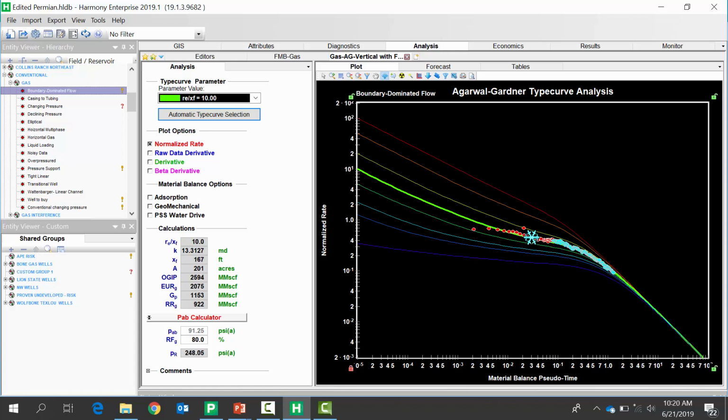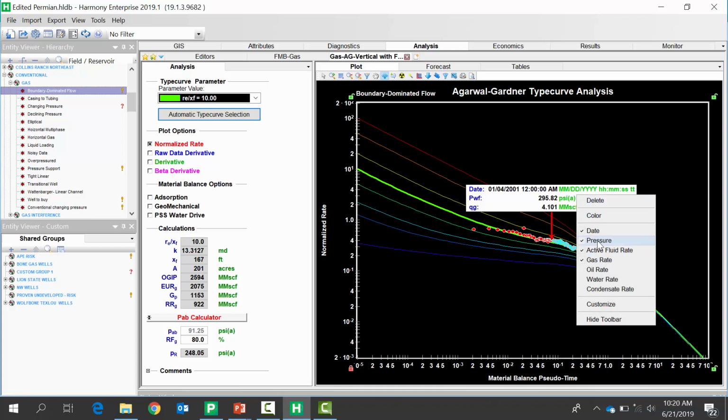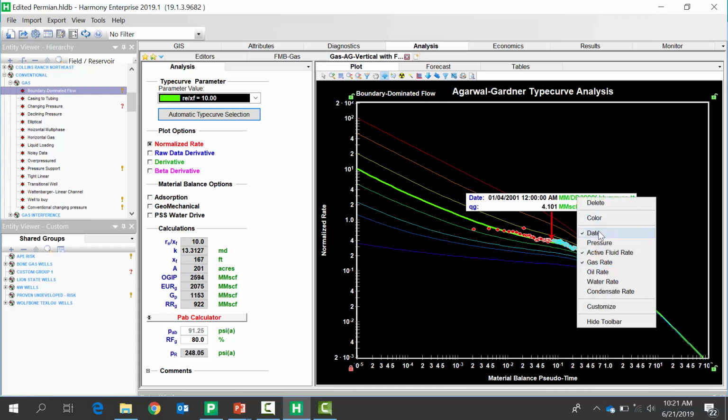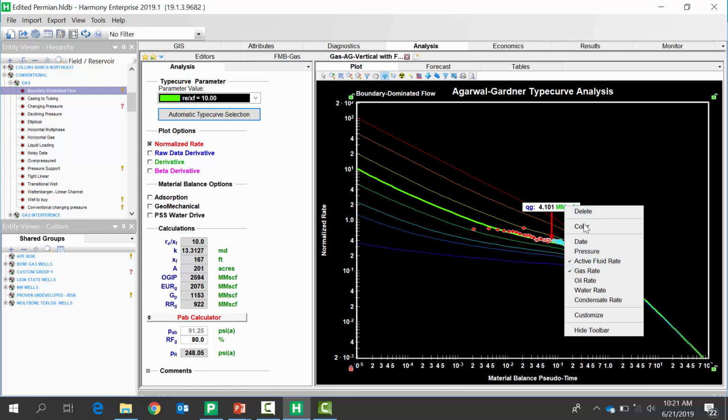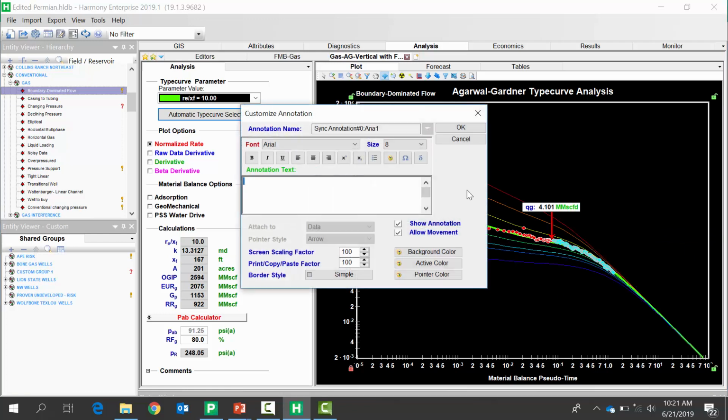So what this means is when we transition to blue, that's suggesting we are in boundary-dominated flow from there moving forward. So we can confirm, yes, we're in boundary-dominated flow. In fact, we could even put one of our linked annotation arrows where that happened, and we can mark this boundary-dominated flow.